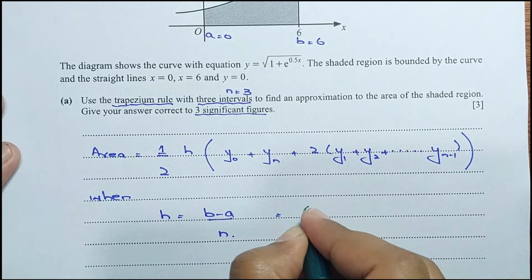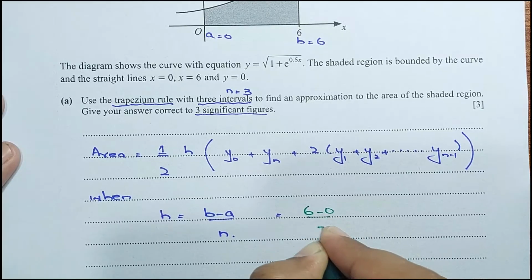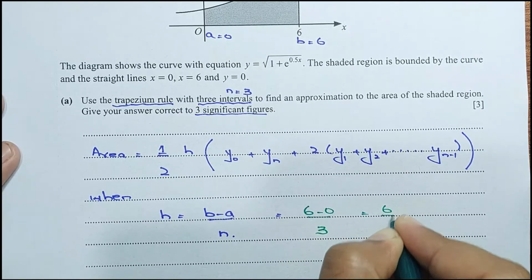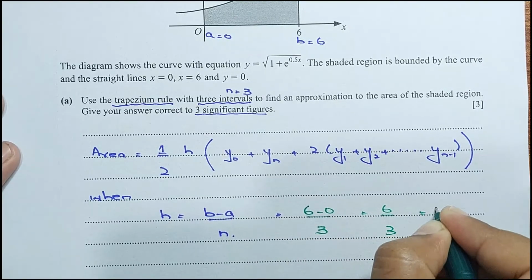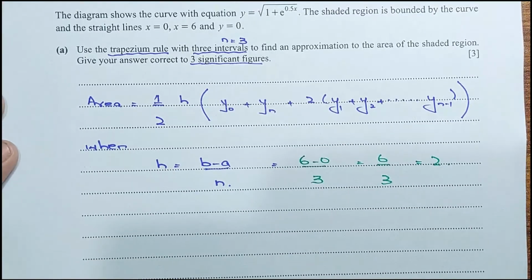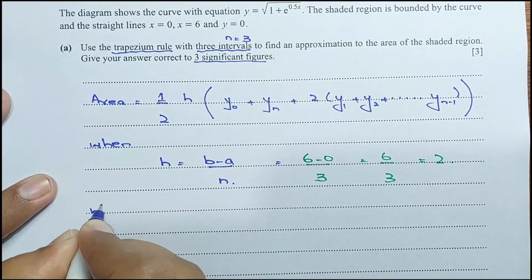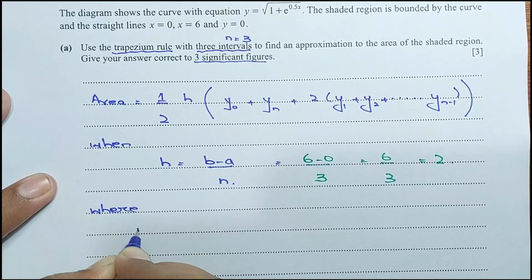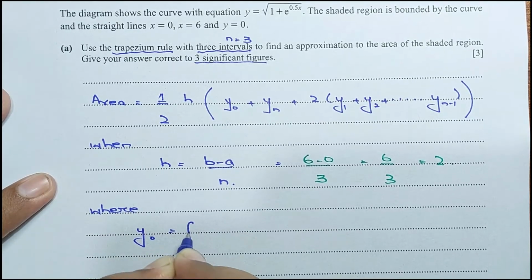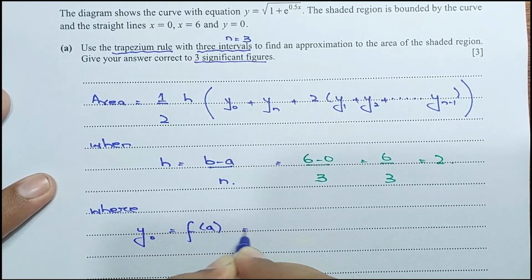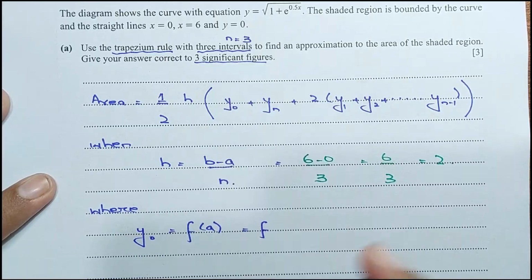We can say (6 minus 0) over 3 number of iterations, which is 6 over 3, and 3 times 2 would be 6. So the h value is 2, right? And what is y naught and the rest of the terms? Let me write this down as well. Where y naught is f of a, which is f of the function.